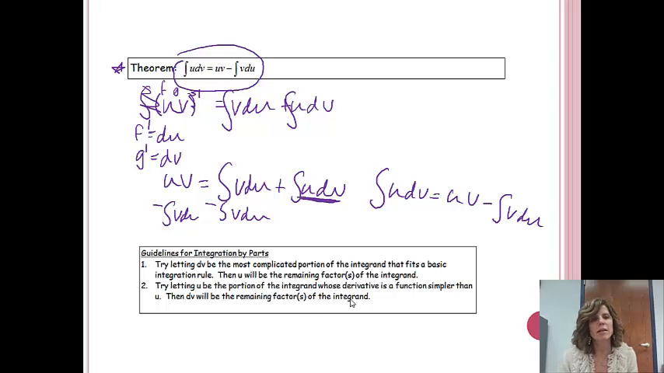I'm guessing that didn't make much sense to you, but basically what we're going to be doing is letting u be one part of the problem, and letting dv be another part of the problem, and then we're going to work out those parts and put things together to come up with an integral. So we're just going to jump right into these problems and see if we can get that to make some sense.